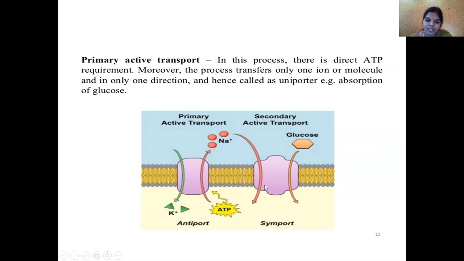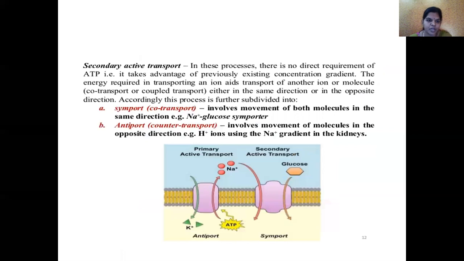So the same directions the molecules are traveling. See here, antiport, counter transport: opposite charged, opposite directions. In antiport, the molecules are distributing in opposite directions. In symport, the molecules are distributing in the same directions. Co-transport, counter-transport. And we come to the secondary active transport.